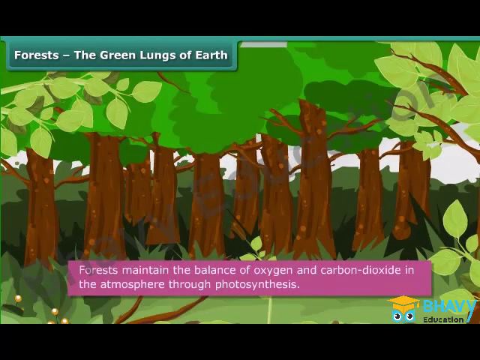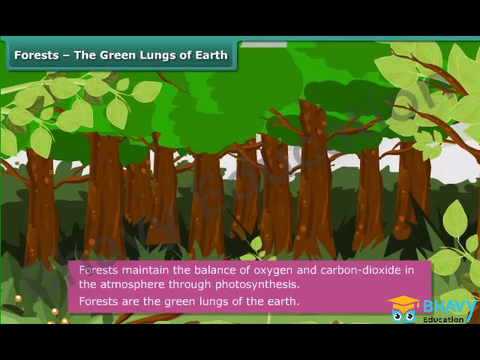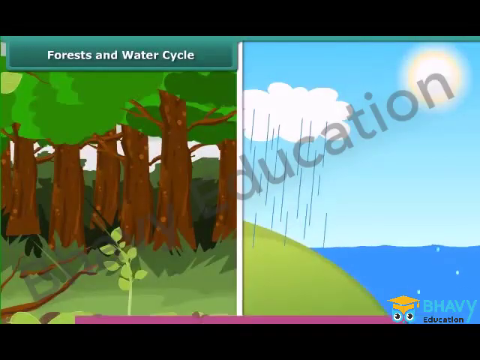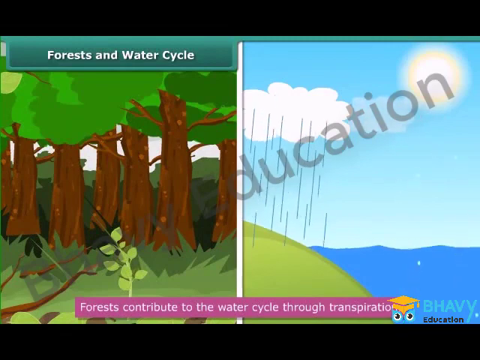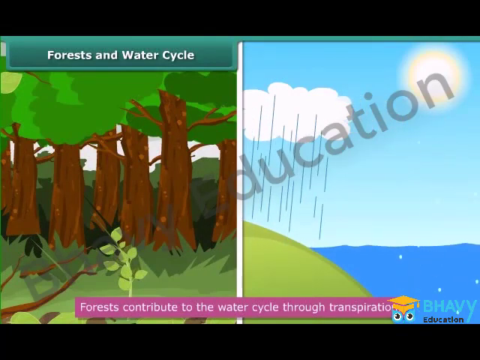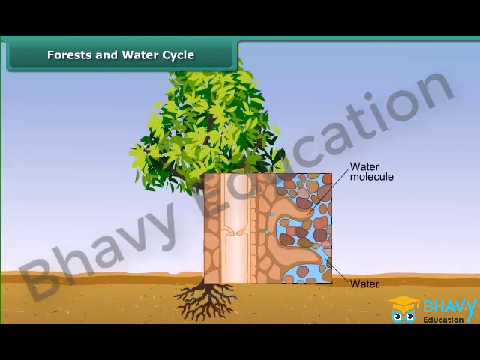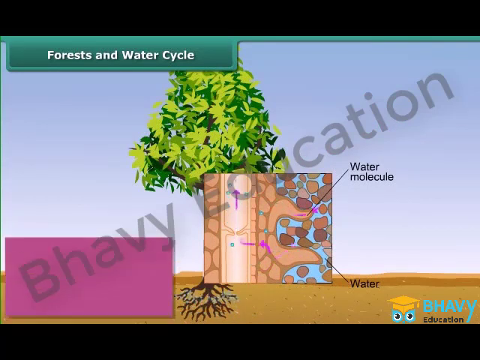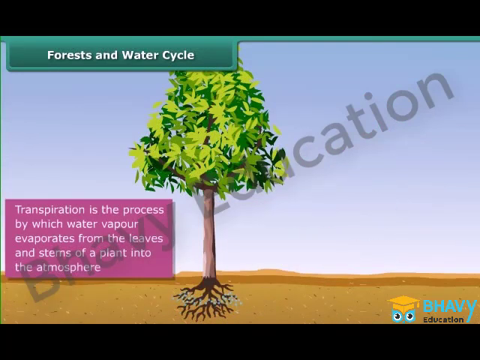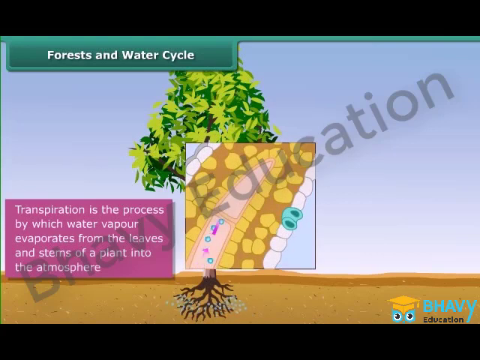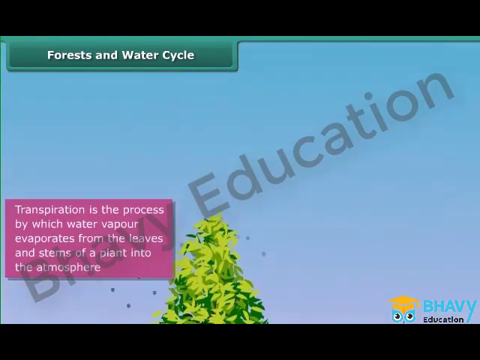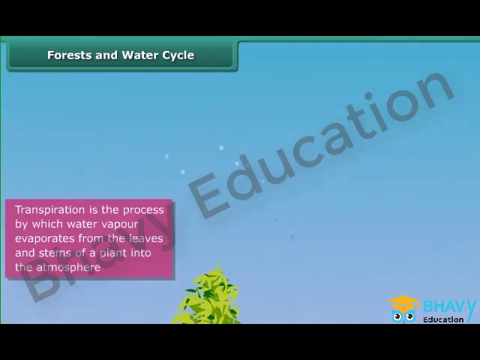That is why forests are called the green lungs of the earth. Forests play an important role in the water cycle as well. They contribute to it through transpiration. Transpiration is the process by which water vapor evaporates from the leaves and stems of a plant into the atmosphere. It then rises up in the air.